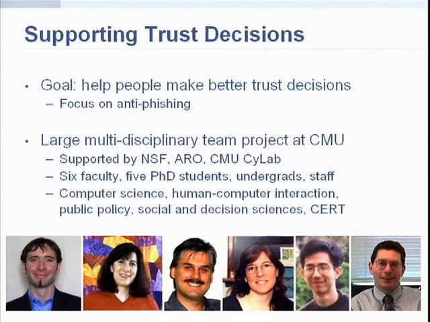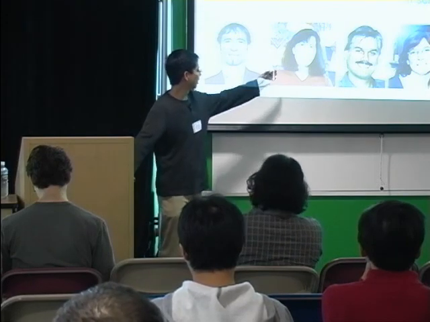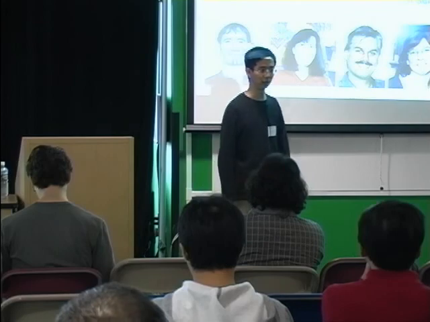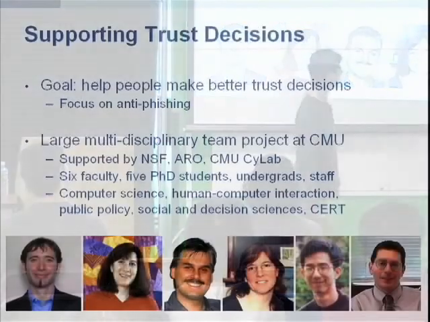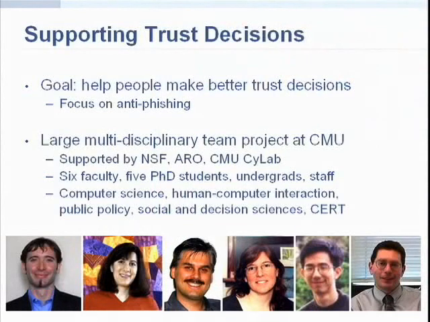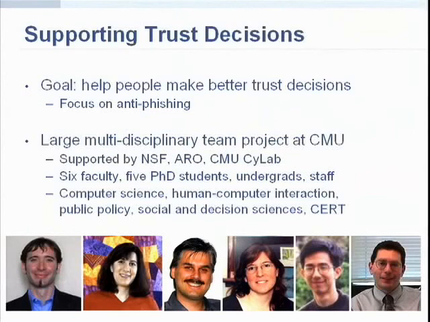We have 6 different faculty, 5 PhD students, undergraduates, and staff, and we all come from very different backgrounds. So I'll just go quickly through who the different faculty are. This is Alessandro Acquisti. He's in the School of Public Policy. He's an economist by training. This is Lorrie Cranor. She is probably best known for having developed P3P, the privacy policies. This is Sven Dietrich. He's part of CERT, the Computer Emergency Response Team. This is Julie Downs. She's a social psychologist by training and is part of the social decision sciences. This good-looking guy is me. And this is Norman Sadeh. He's an expert in commerce as well as machine learning.